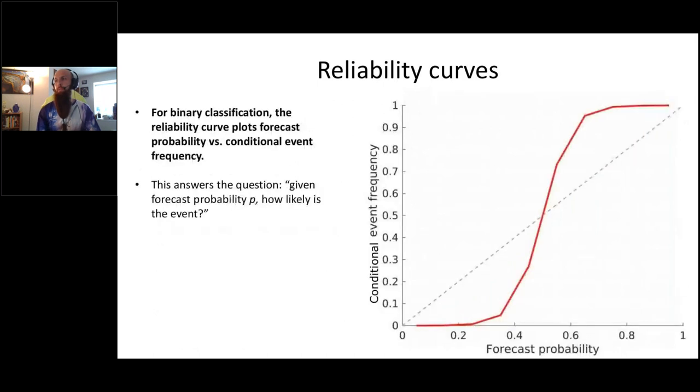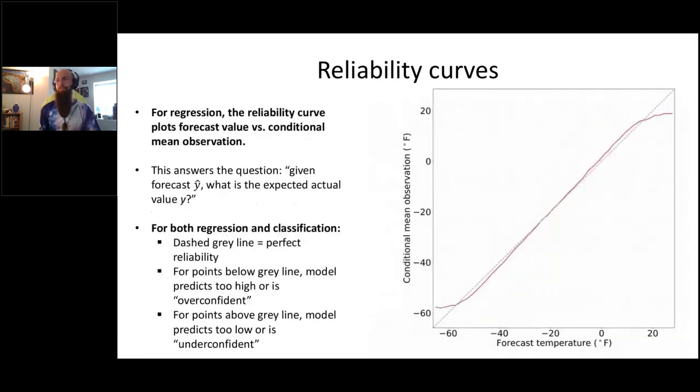You can plot reliability curves not just for binary classification, but also for regression. In this case, you're plotting the forecast value on the x-axis and the conditional mean observation on the y-axis. So what this is telling you, for example, if you look at this data point here for ridiculously low temperatures, which I enjoy, on the left-hand side of the reliability curve, is that when the forecast temperature is minus 65 Fahrenheit, the mean actual value is minus 58 or minus 57. So that means you're under-predicting. Your prediction is too low.